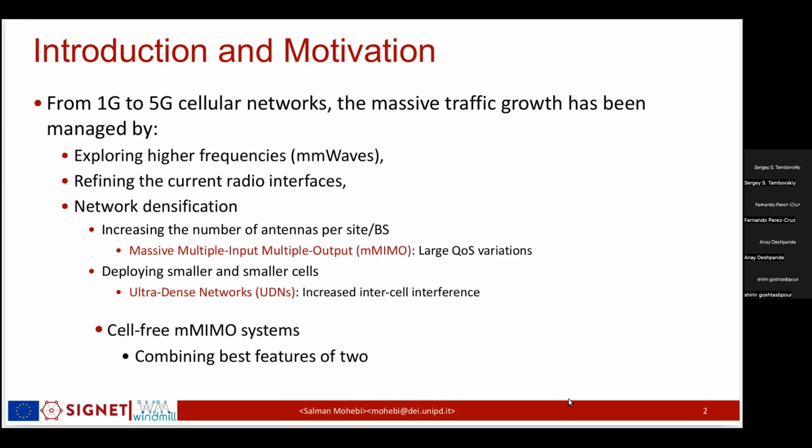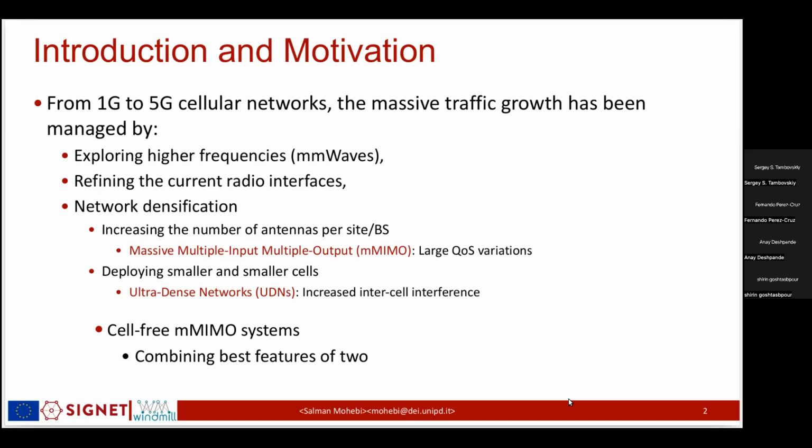And the other one is by deploying smaller and smaller cells, also known as ultra-dense networks. Both of these densification schemes suffer from some shortages. The first one suffers from the large quality of service variation because of the large distance between the base stations and the users that are located at the edge of the cell. And the other one suffers from increased intercell interference as the cells are deployed very densely. Again, users located at the edge suffer from large intercell interference.